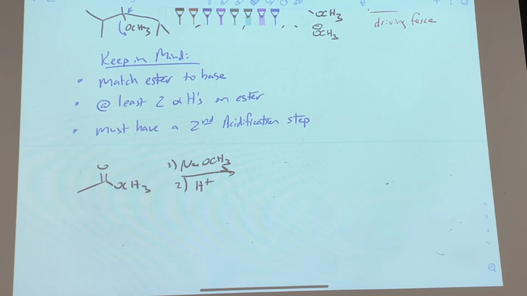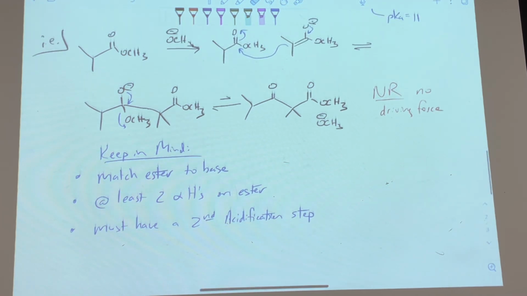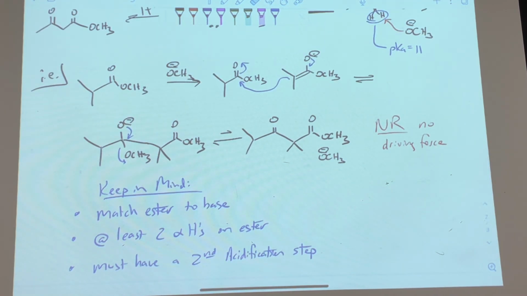Okay, any other questions on this Claisen? So we're saying that the driving force is that, for the second example, the methoxide can be attached to the carbonyl, is that what we're saying? That's why there's no reaction, they keep going back and forth?